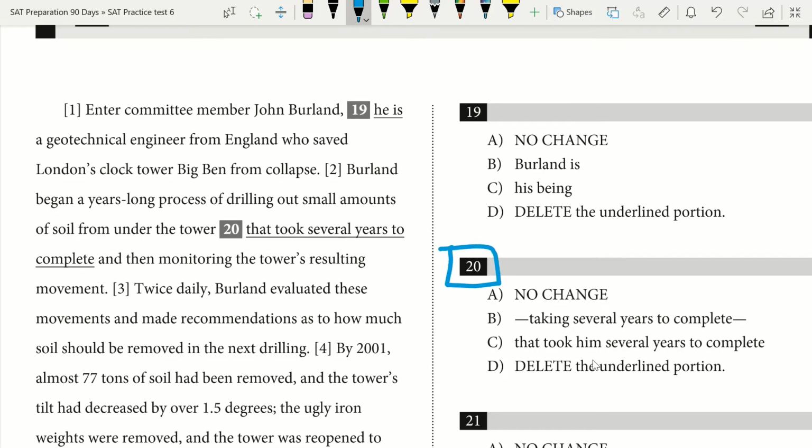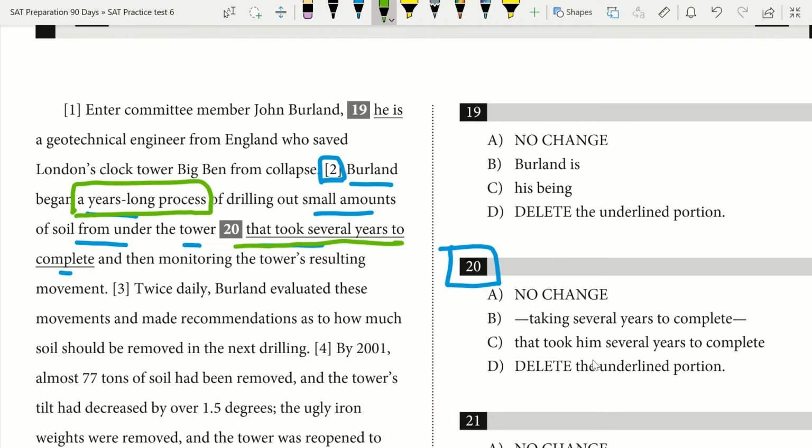question 20. So if we take a look at the sentence in question 20, it starts right here. It's sentence number 2. It says, "Berland began a years-long process of drilling out small amounts of soil from under the tower that took several years to complete and then monitoring the tower's resulting movement." Now, if something jumped out to you, I would hope that it would be this right here that I'm going to put in green. We have the phrase "a years-long process," and then we have "that took several years to complete."